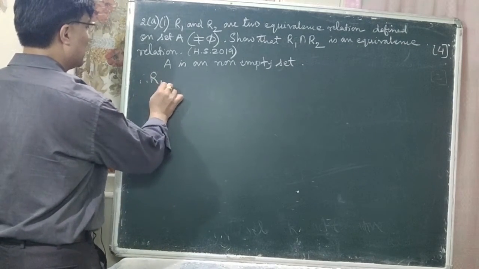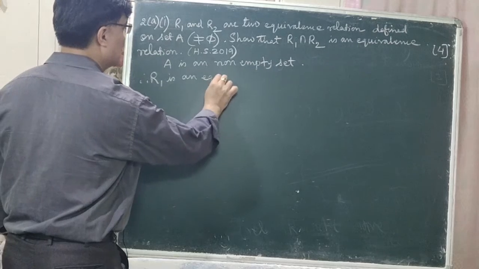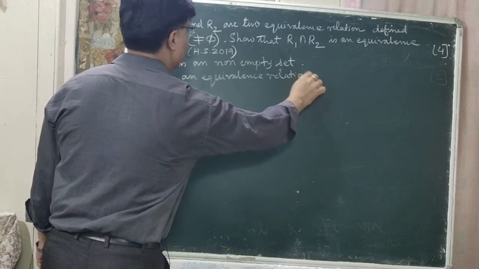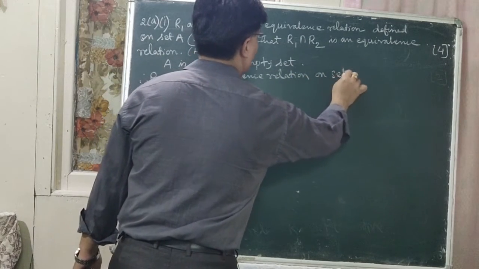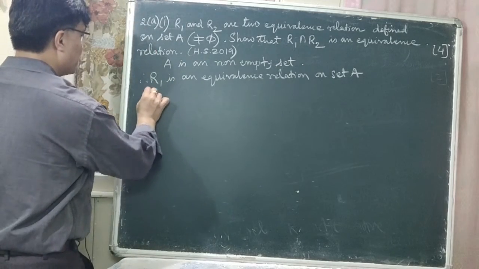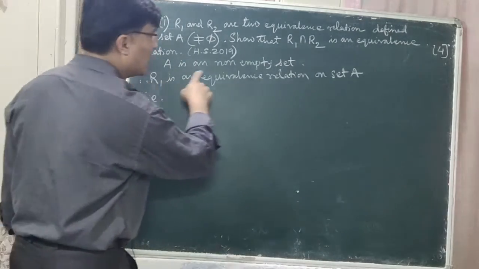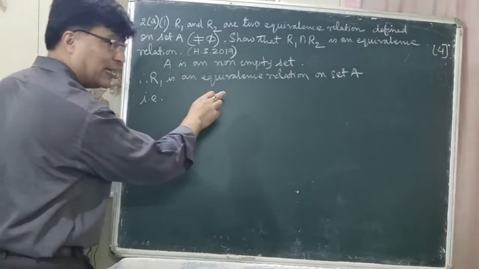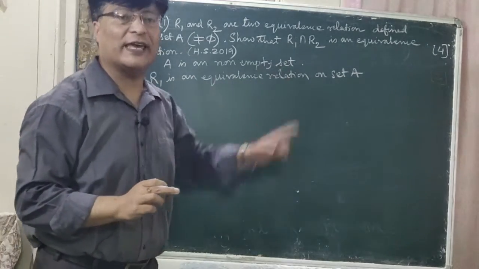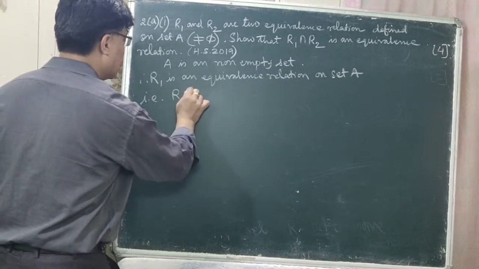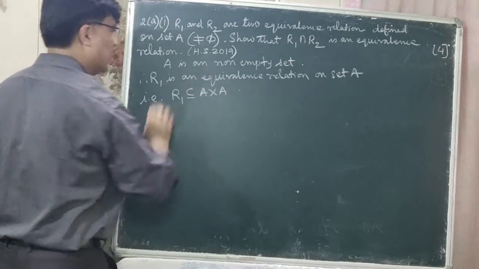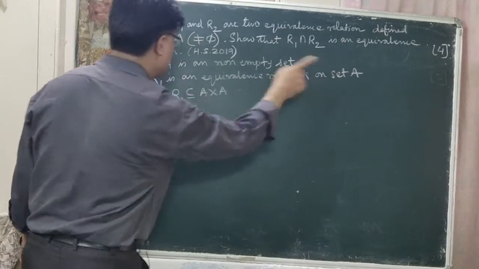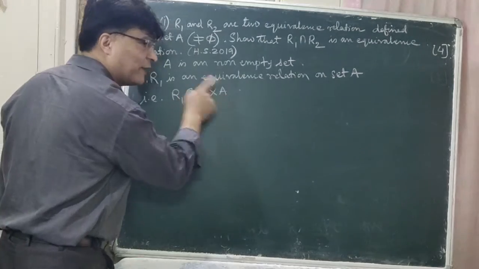So it is given that R1 is an equivalence relation on set A. Since R1 is a relation on the set A, that means R1 is a subset of A cross A. That is, R1 is a subset of A cross A. And since R1 is an equivalence relation on the set A, we can write down that this R1 is a subset of A cross A.